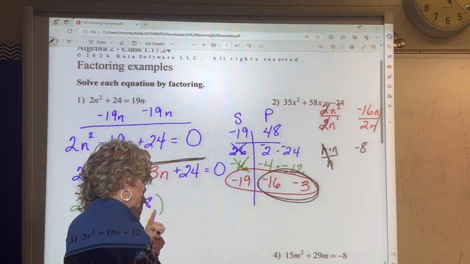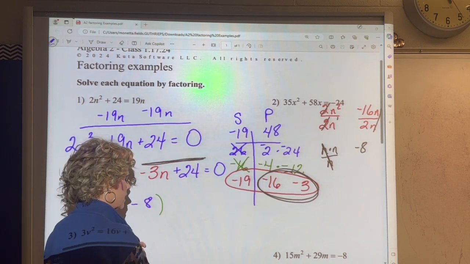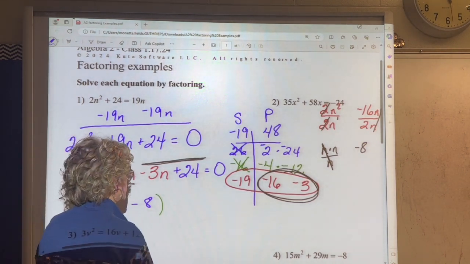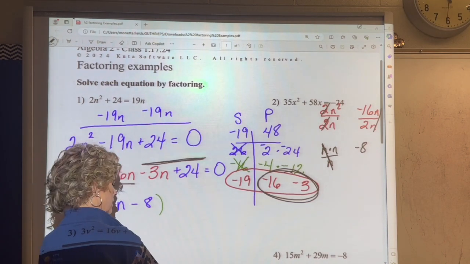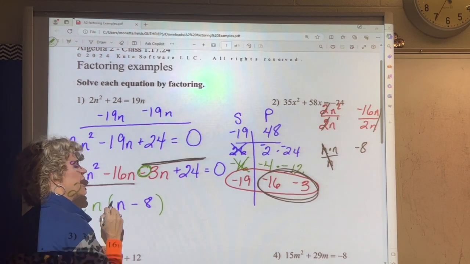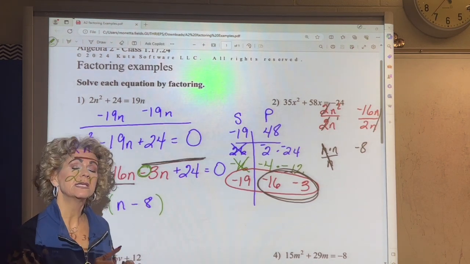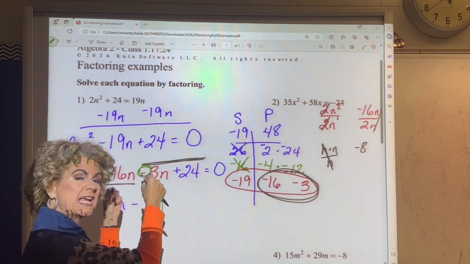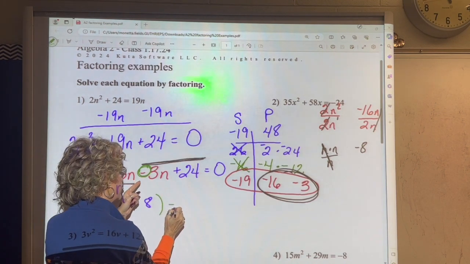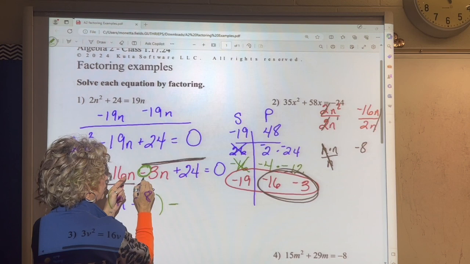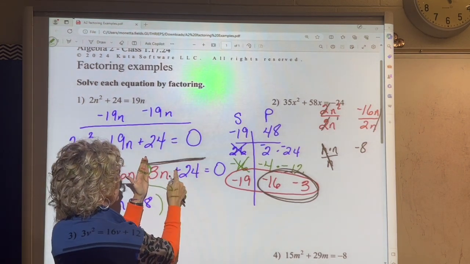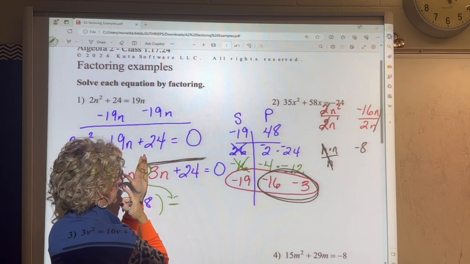Now, this next part is a very tricky part. We have to pay attention. I'm going to circle it in green. I don't care what that sign is. It could be a plus, it could be a minus, I don't care, but this sign, whatever it is, comes down here. I've got 3n and I've got 24, okay?